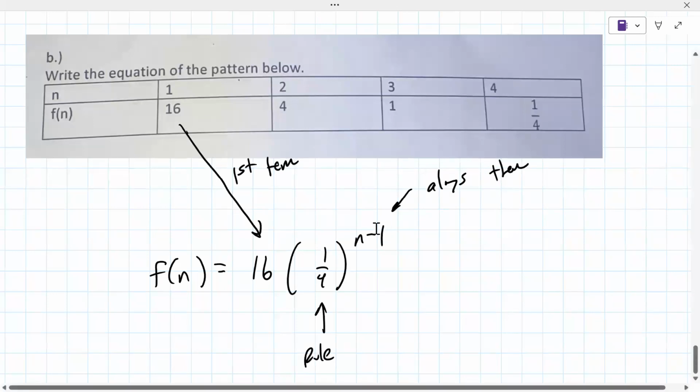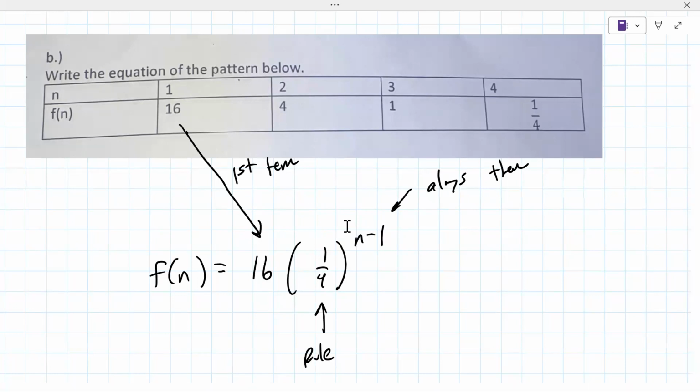Okay, so I'm going to give you another problem here, but we're just patterning the answer. We're basically saying, okay, the number goes in front as the first term. What goes in parentheses is the rule, and then it's always n minus 1 for now. We can adjust later on if we need to.